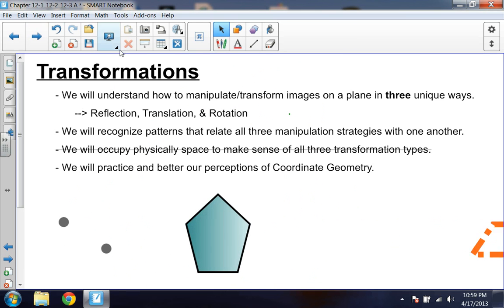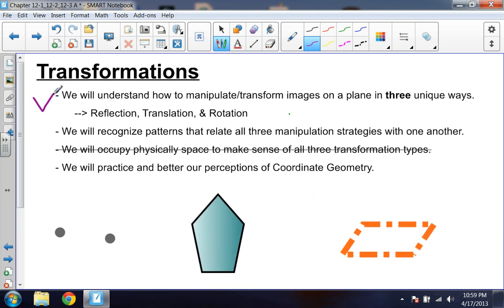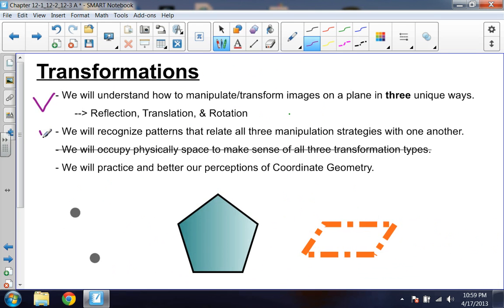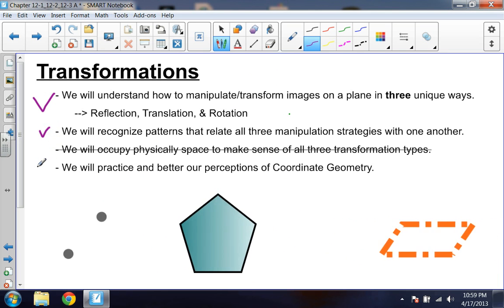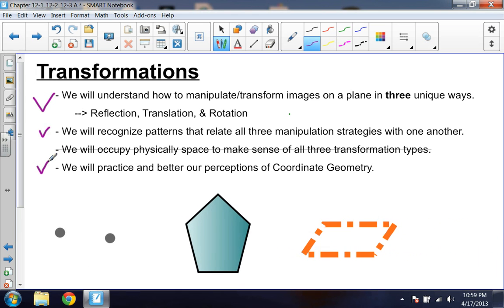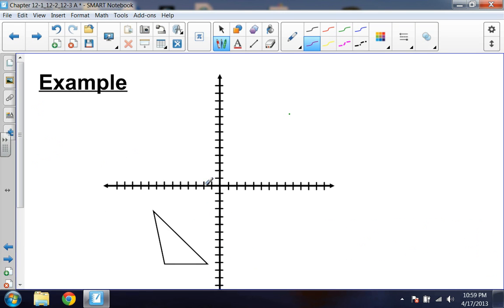Okay, so let me go ahead and check off this again and say, okay, we understood this. I'll just check this off and say that we recognize something about patterns. And finally, practicing, yeah, I guess we practice that as well. So at least we completed our objectives. Let me go over one more kind of problem that you might see. All right, going back to our triangle here, what if we had to do 2 things in one?